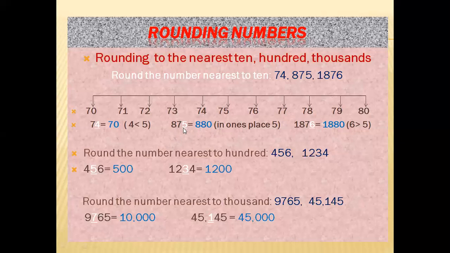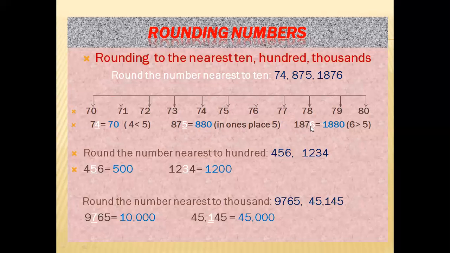See here, in 875 the ones place has 5, so it will now become 880. The hundreds place remains the same. Only the digit in the tens place changes to the next digit. So to round 875 to the nearest 10, we change the tens place digit, and it becomes 880. Okay, now see the next number.